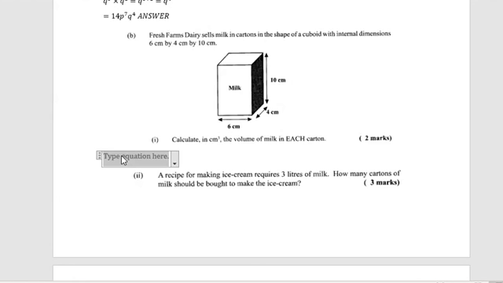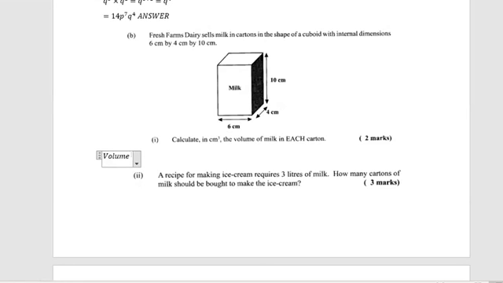So it says Fresh Farms Dairy sells milk in cartons in the shape of a cuboid with internal dimensions 6 centimeter by 4 centimeter by 10 centimeter. Calculate in centimeter cube the volume of milk in each carton. Does anyone have an idea of how we will work this? The good thing about measurement is length times width times height.